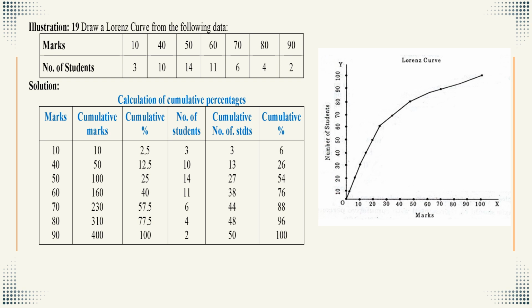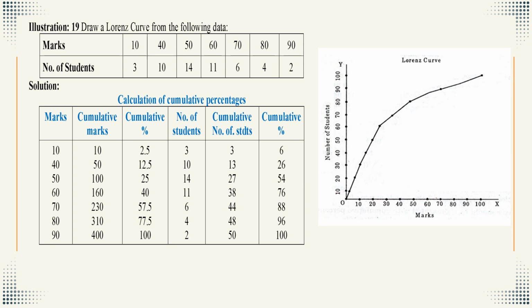The number of students should be written next to that, and for that cumulative value should be calculated. That is 3, first one to be written 3. Second one 10 plus 3, 13. Next one 13 plus 14, 27. Then 27 plus 11, 38. 38 plus 6, 44. 44 plus 4, 48. 48 plus 2, 50. Then cumulative percentage should be calculated by taking 50 in the denominator.